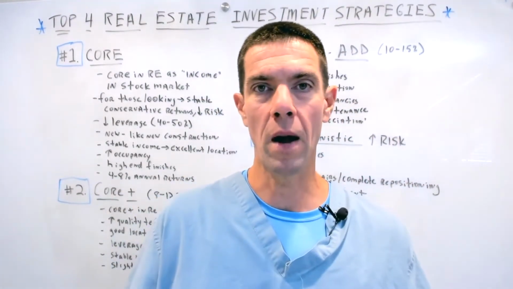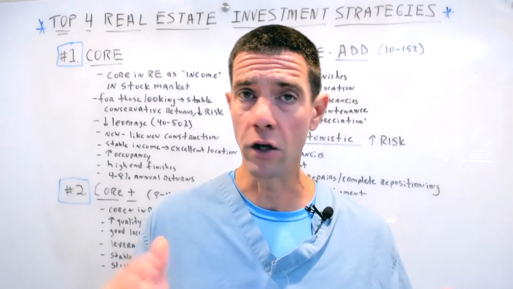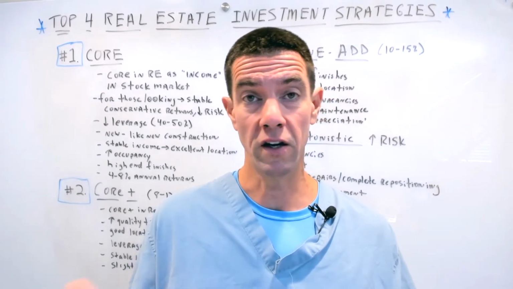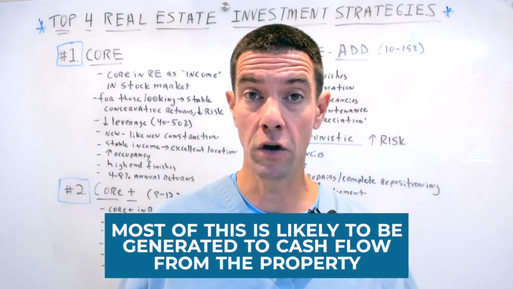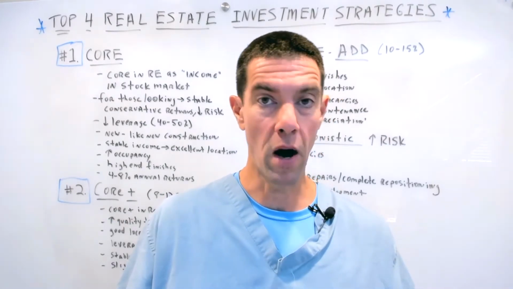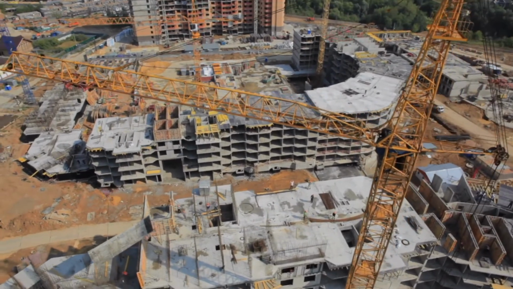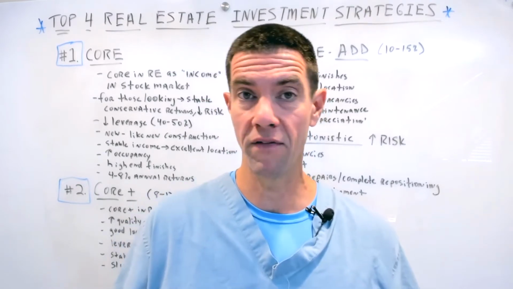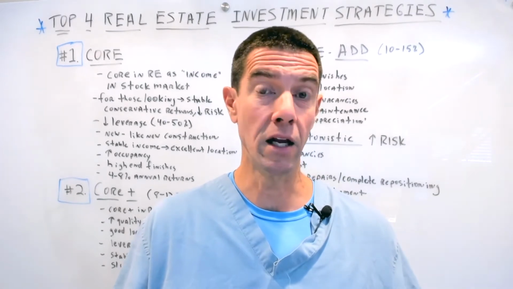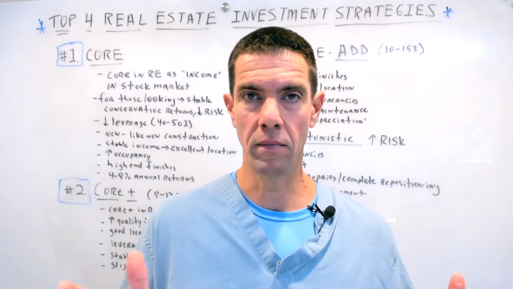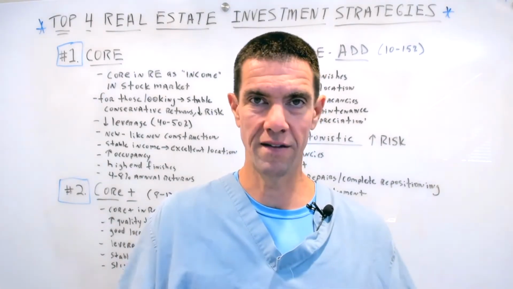And also these properties, there's no major renovations or any type of operational issues needed. Again, due to the low risk profile, you can expect about a 4 to 8% return. Most of this is likely to be generated through cash flow from the property rather than the property appreciating, because again, it's already a very new construction. Now, some examples of this would be Class A multifamily assets. Again, these are newer multifamily assets, high-end retail shopping center, and like a CVS or a Walgreens store with a 30-year lease. So those are examples of core.